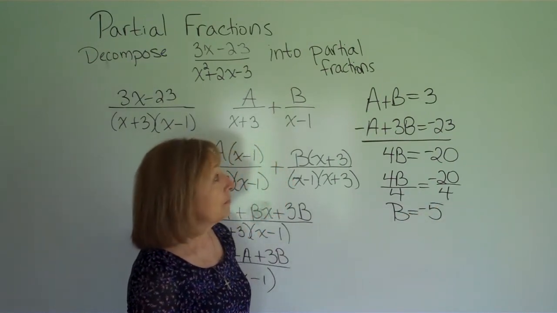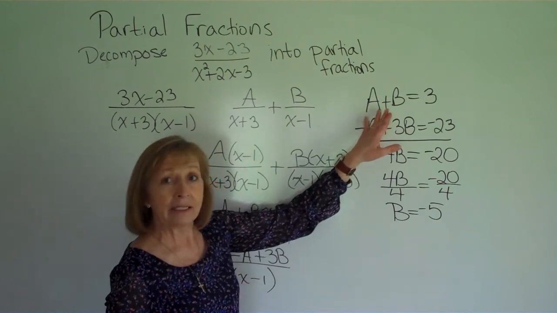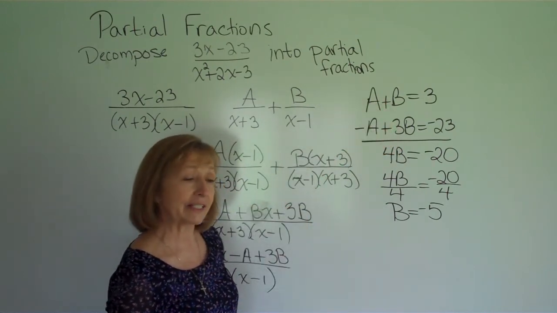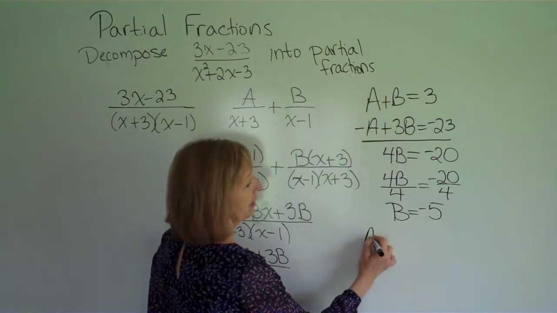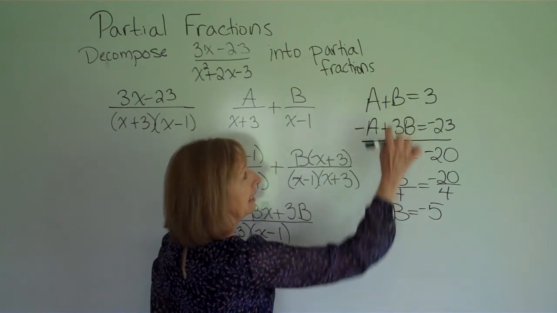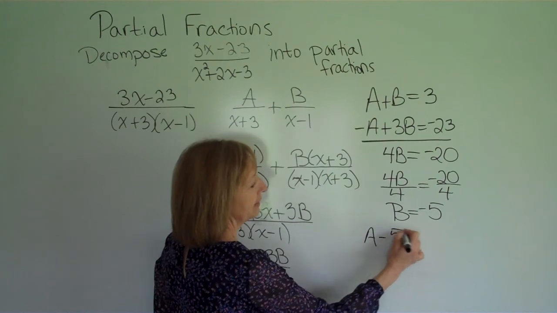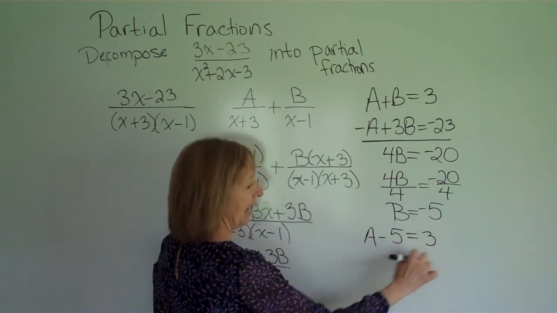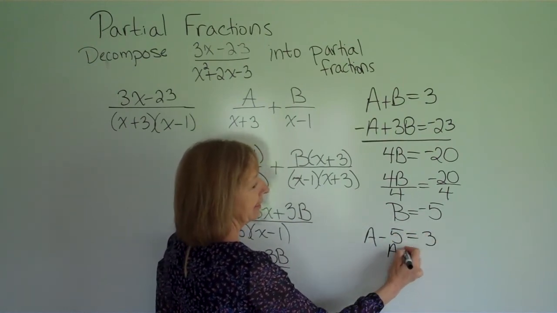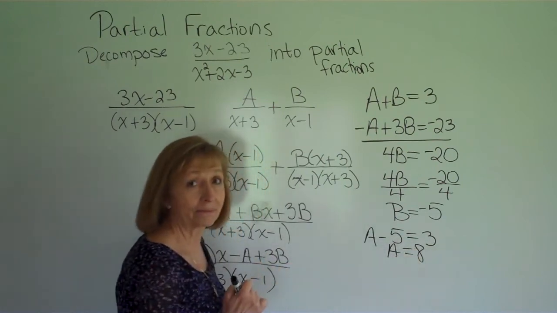And now that I know that b is equal to negative 5, I put it in either of these original equations to find a. So I'm going to put it in the first equation, a, and then remove the b and put in negative 5. So a minus 5 is equal to 3. And then add the 5 over, I get a is equal to 8.